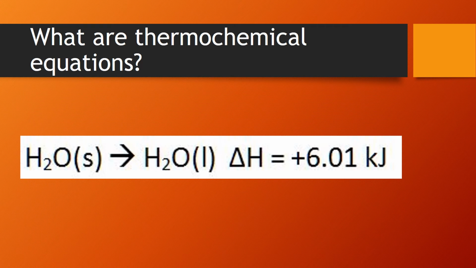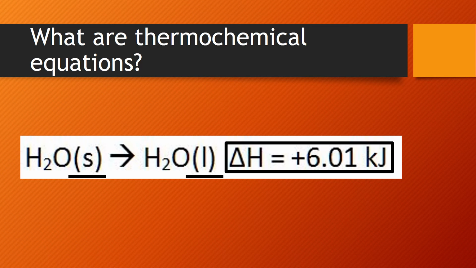In an actual example, it would look something like this, where you have solid water, ice, turning into liquid water, and that reaction is an endothermic reaction taking in 6.01 kilojoules of energy. And so you would write a delta H next to the chemical equation for that physical process of turning ice into liquid water.